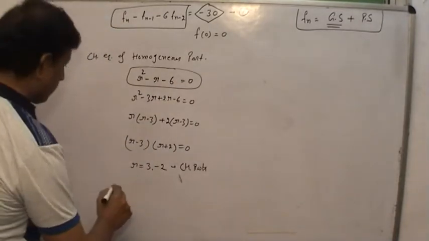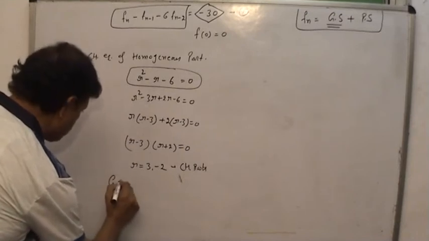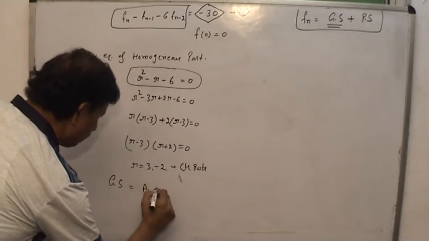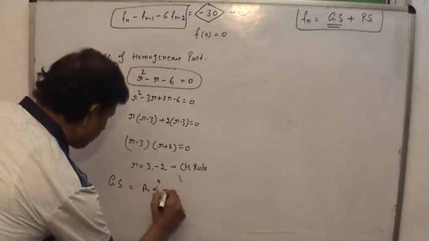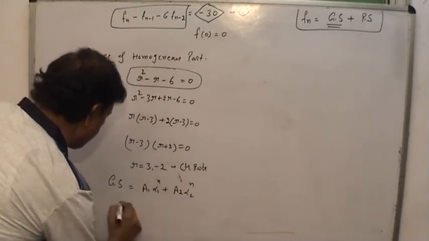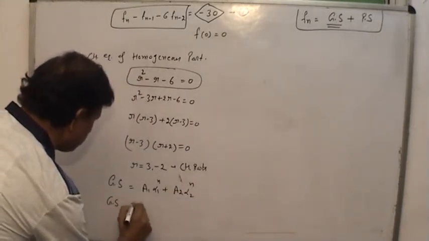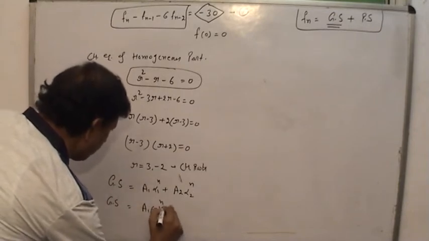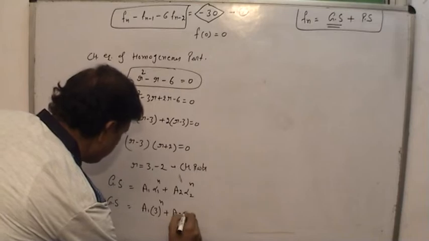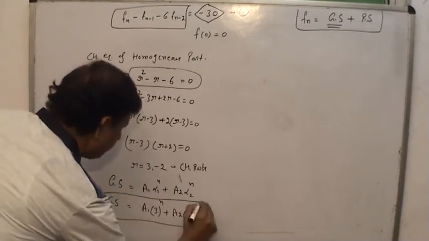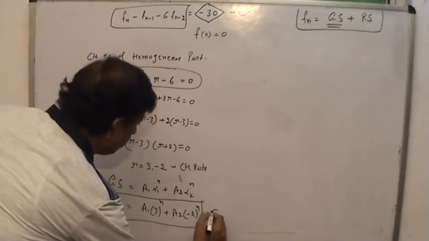Then what is the general solution? General solution we write is equal to a1 into the first root alpha 1 raised to the power n plus a2 into alpha 2 raised to the power n. That is, the general solution is equal to a1 into 3 raised to the power n plus a2 into minus 2 raised to the power n. Say it is part number 2.